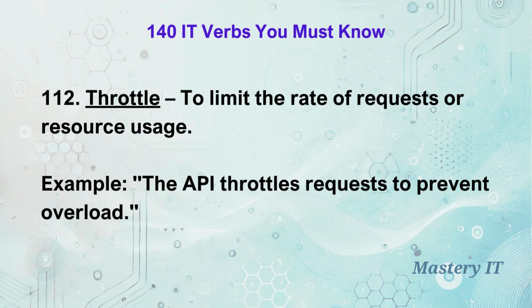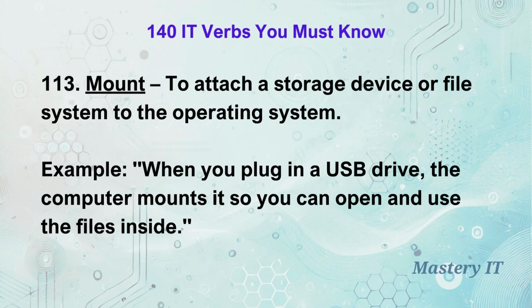Throttle, to limit the rate of requests or resource usage. The API throttles requests to prevent overload. Mount, to attach a storage device or file system to the operating system. When you plug in a USB drive, the computer mounts it so you can open and use the files inside.